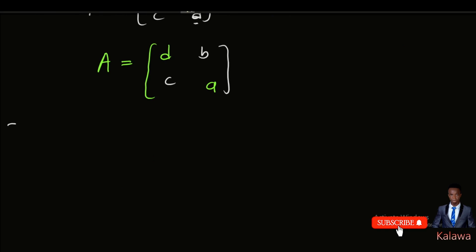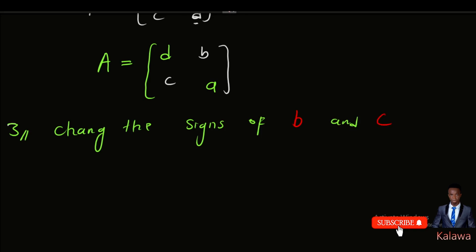The third step now is saying we should change the sign of B and C, that is from the elements again.